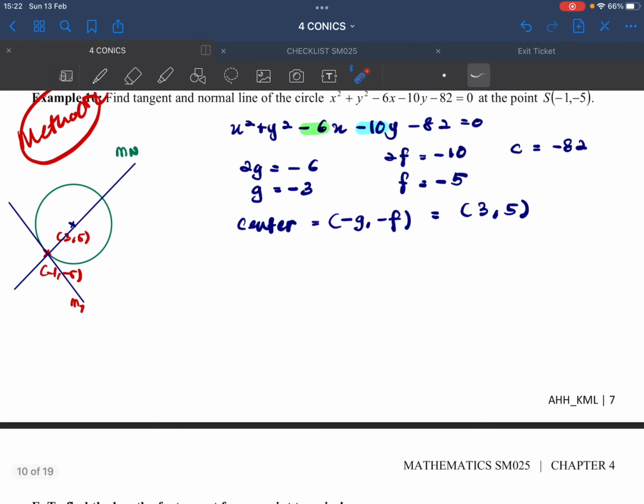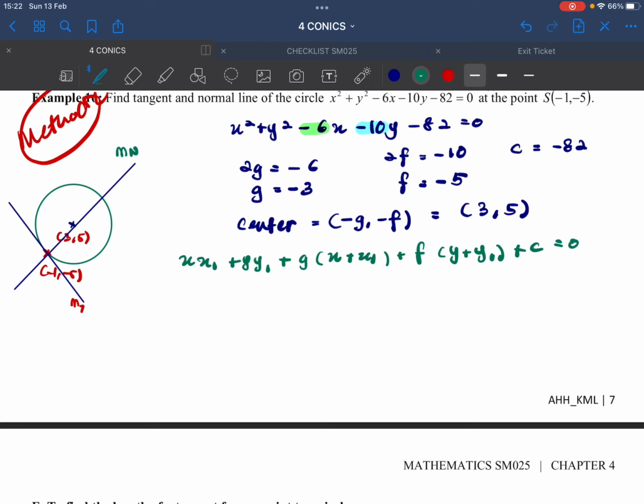So to find the equation of tangent, let's write that equation: x x1 plus y y1 plus g(x plus x1) plus f(y plus y1) plus c. You have to remember this equation. This is to find the equation of tangent, remember? Your x1 and y1 is this value here, the point on the tangent. g and f are obviously the values at the center. x and y just leave as they are.